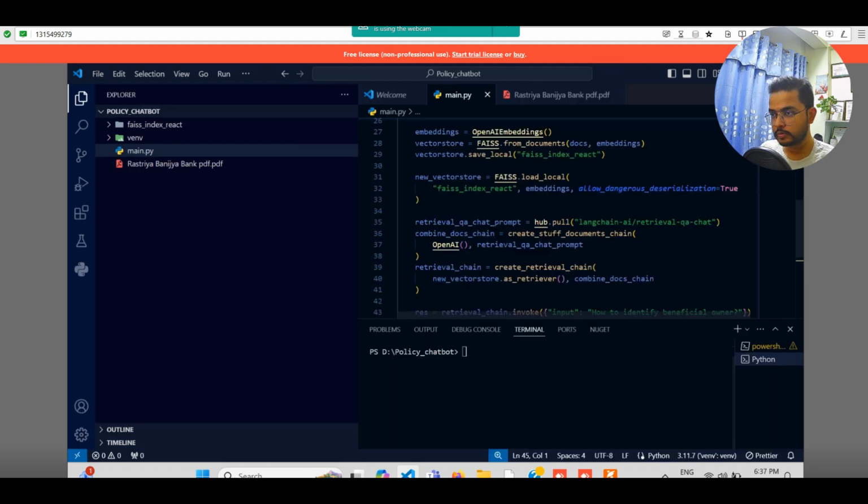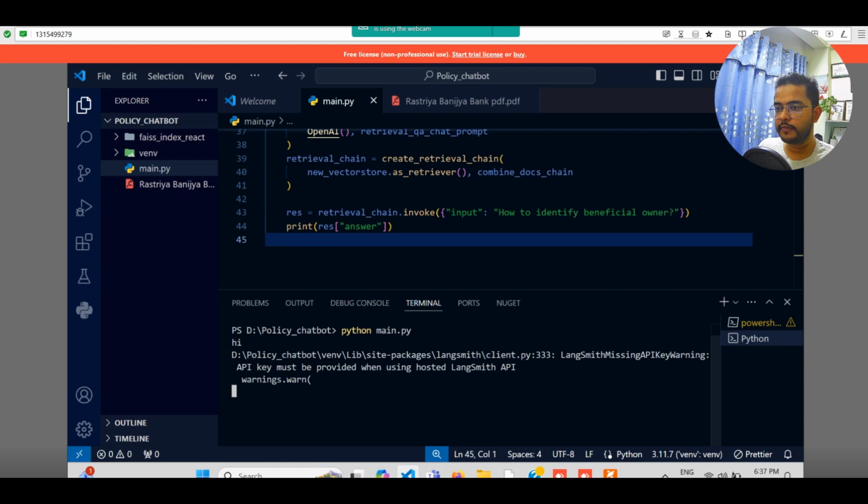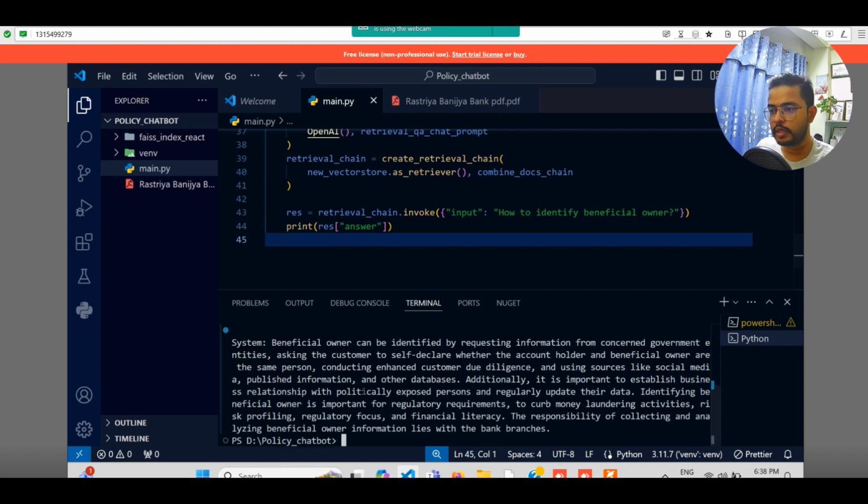Okay, I hope you are now able to see the question, right? So I'm asking this AI tool to give me the answer to this question. So let me run this file. Okay, now it is going through that policy, identifying and summarizing the result. Okay, so now it has answered that question.